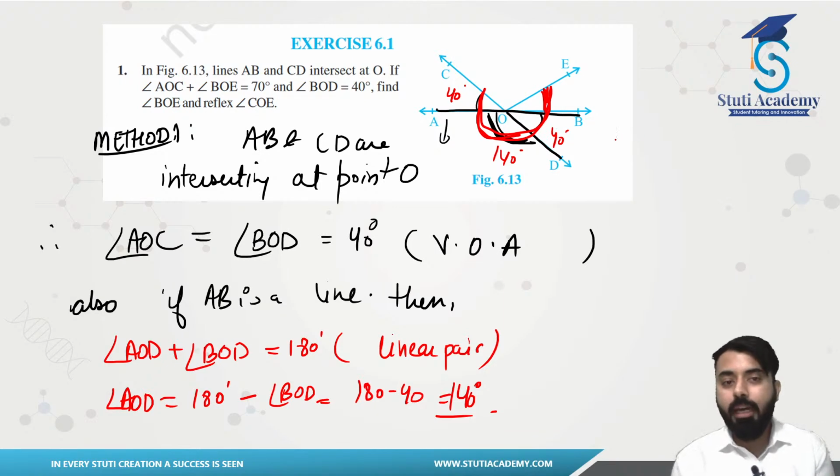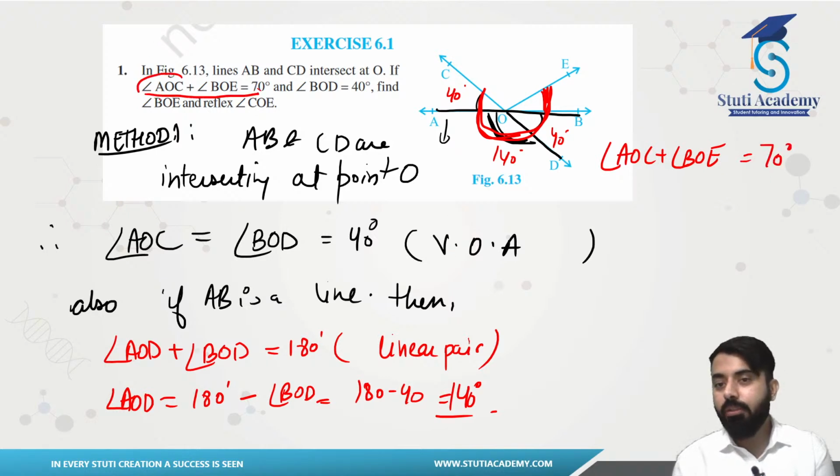So I know angle AOC plus angle BOE, that is 70 degrees, right? This is right here. And I know AOC is what? AOC is 40. So angle BOE will be what? 70 minus 40 degrees. That will be 30 degrees. So now we have this 30, this 40, this 140, and that is 40.